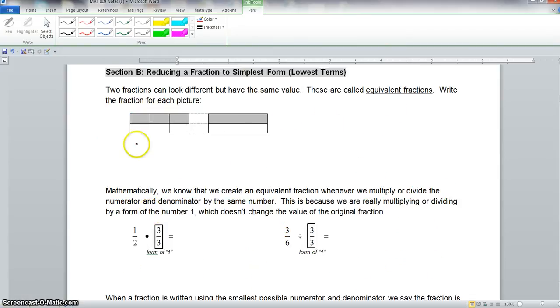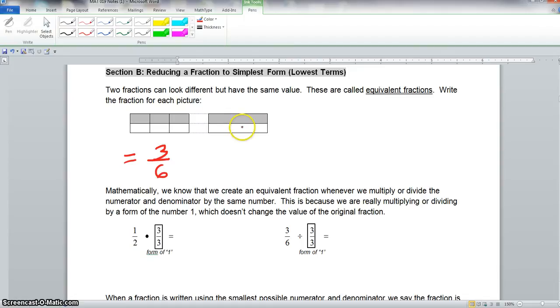Now we move on to section B, reducing a fraction to simplest form. Two fractions can look different but have the same value. These are called equivalent fractions. Write the fraction for each picture. Now we look here. This first picture here is cut up into 6 parts. So if we write the shaded portion, our denominator would be 6 and our shaded portion is 3, which is 3/6.